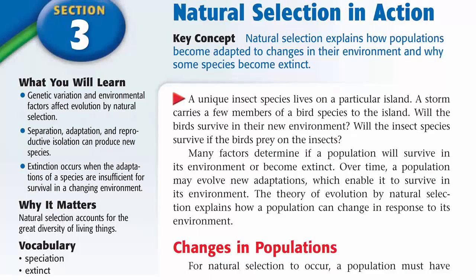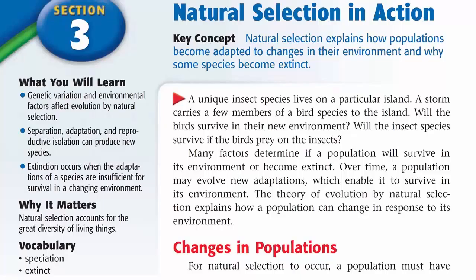The evolution of living things. Section 3. Natural selection in action. Key concept. Natural selection explains how populations become adapted to changes in their environment and why some species become extinct.